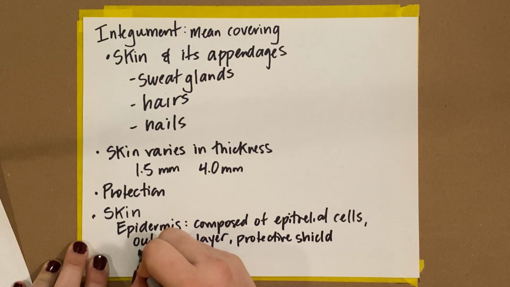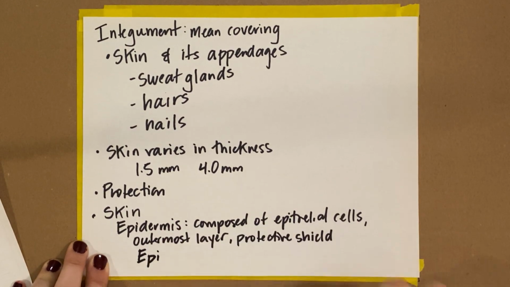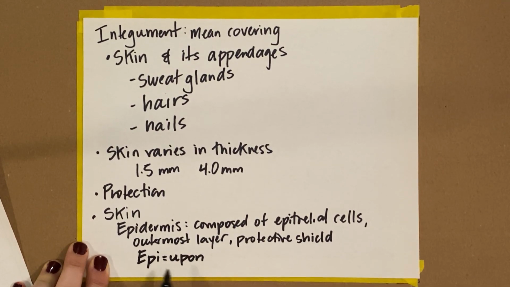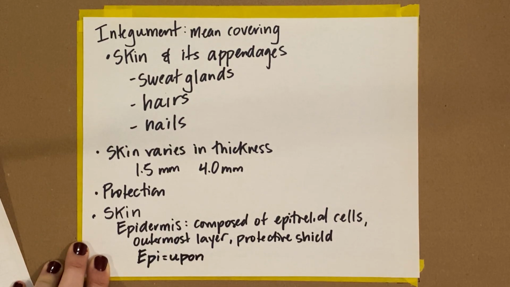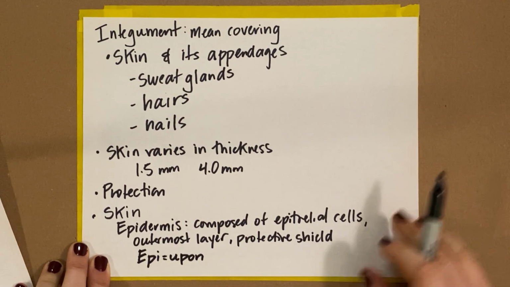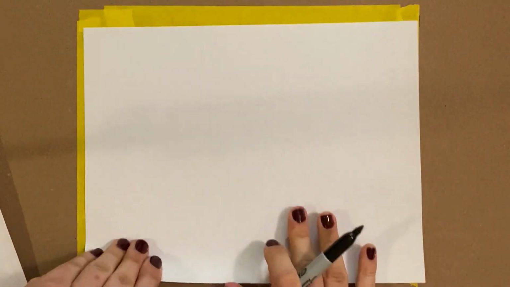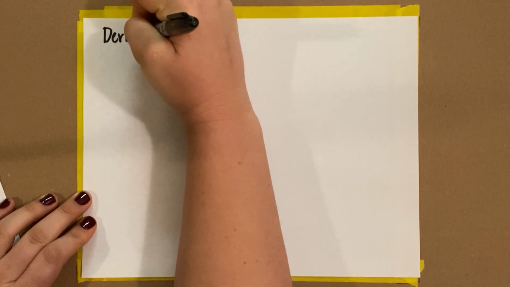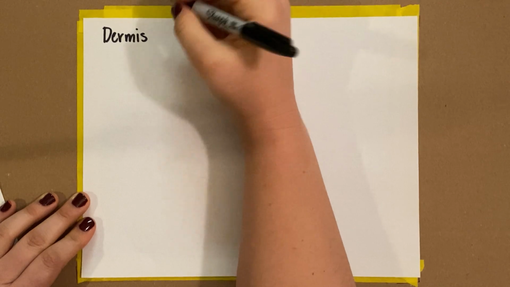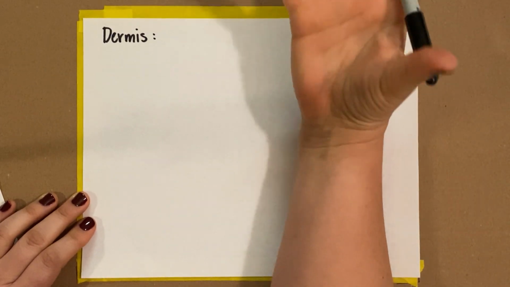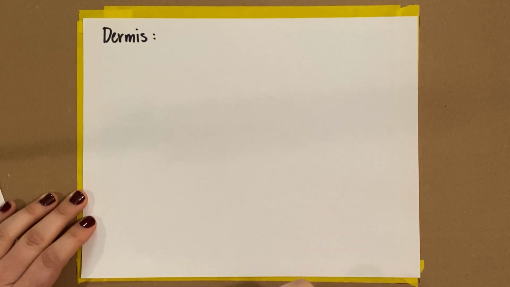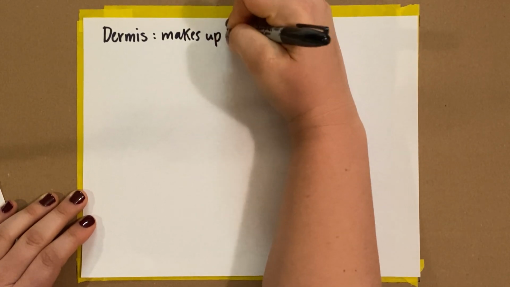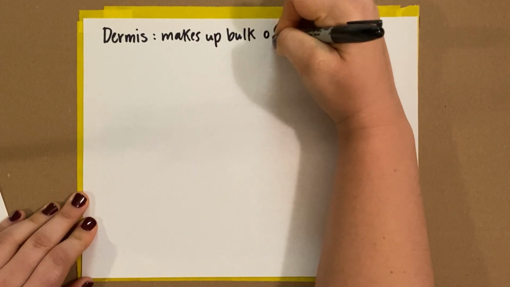Just to give you some information about this term epi: epi means upon. And so epi means upon the dermis. And the dermis is going to be our next layer of skin. So now we have the dermis. This is the second layer of skin. The dermis is going to be the major bulk of the skin, so it's actually going to be the thickest part of it. It makes up the bulk of the skin.